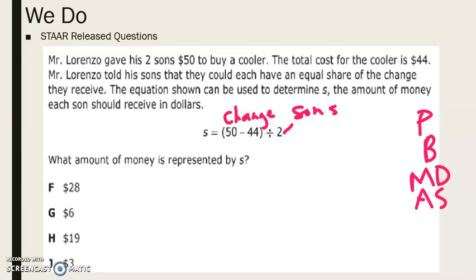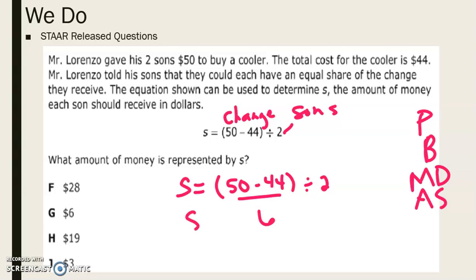Okay, so I do see parentheses, so I'm going to go ahead and solve my parentheses first. So in this case, I have 50 minus 44. So 50 minus 44, that becomes 6. And I'm left with divided by 2. I'll bring that down. So I don't have any more parentheses. I don't have any brackets.